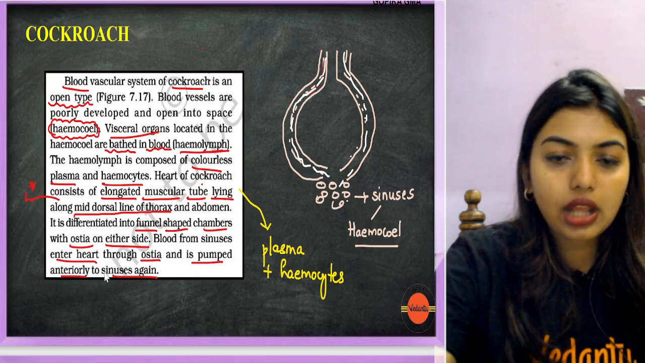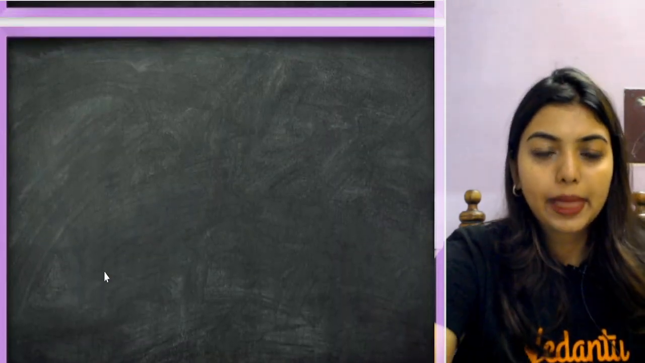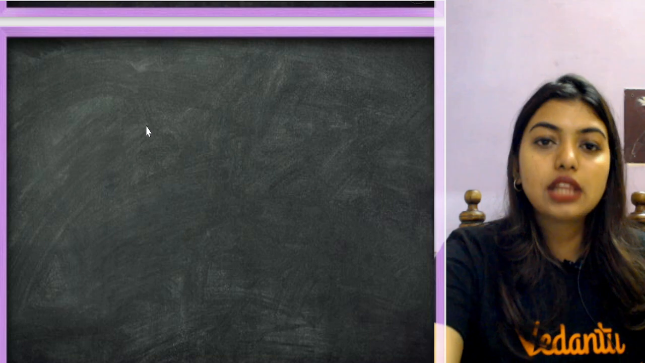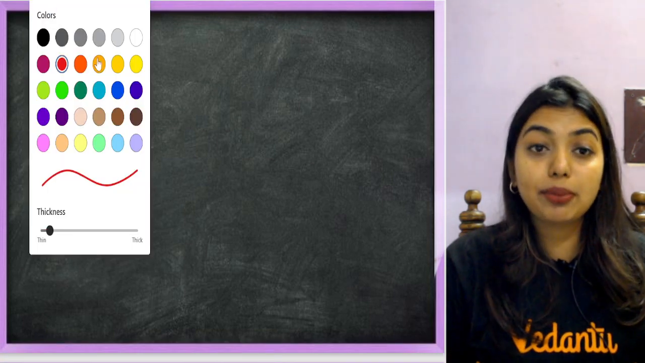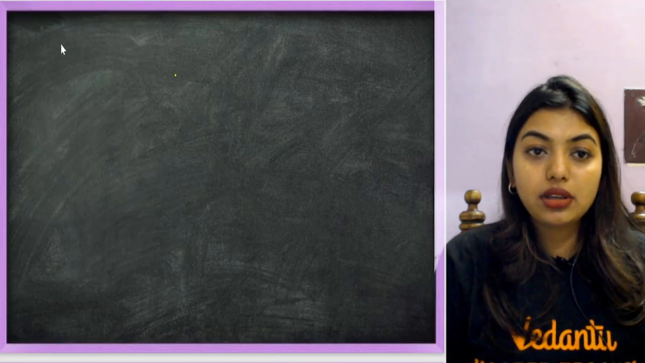Do not worry at all. I am going to explain and make you understand. So what they are trying to say is the cockroach has a 13 chambered heart. Okay, yeah. 13 chambered heart.